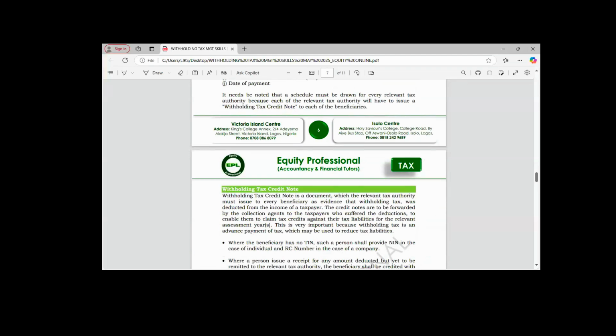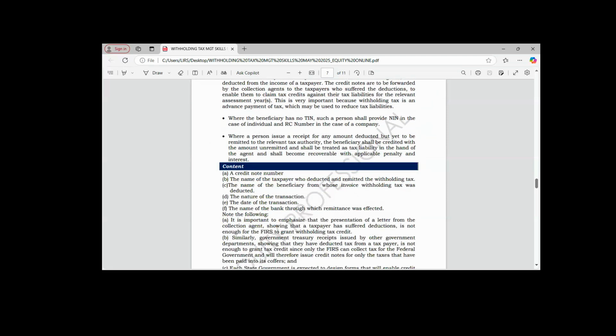So the withholding tax credit is a document that is issued by the relevant tax authority, showing the tax deducted from the agent on behalf of the third party. So that third party now goes to the relevant tax authority whenever they want to claim, to offset their tax liability. Please let us take note of it.